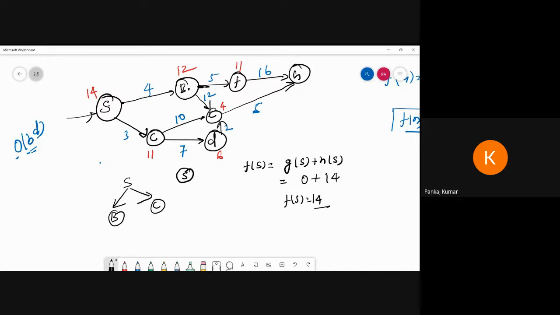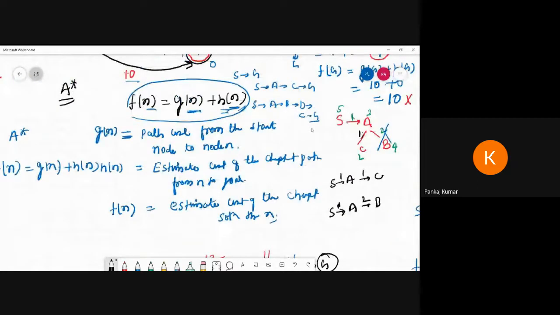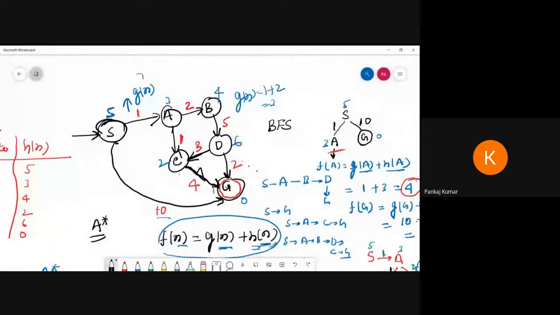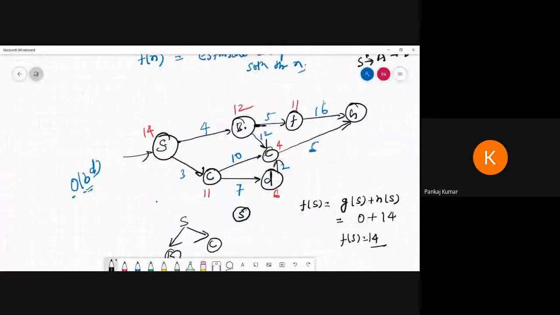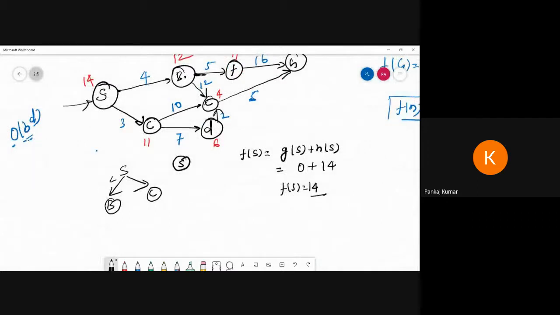So if I explore B, what is the path cost from S to B? That means G of n. What is the path cost? So already discussed in previous. Now see this one, G of n. This one is the path cost. Okay, so what is the G of n? So G of B is 4 and this one is the 3. And heuristic value of B is 12 and C is 11.